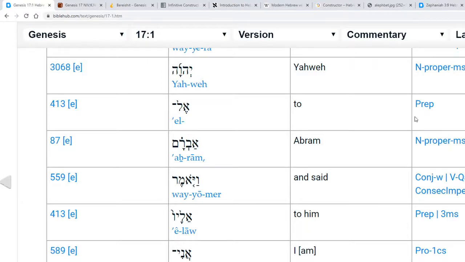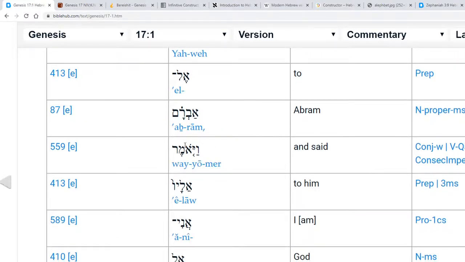But two different prepositions sound the same, with very similar meanings, slightly different. Avram, noun, proper, masculine singular, like we had before. And again, very similar construction, right? We start with the vav, and then we have this consecutive imperfect of the kal, and the root here is aleph mem resh, which is to speak, right?